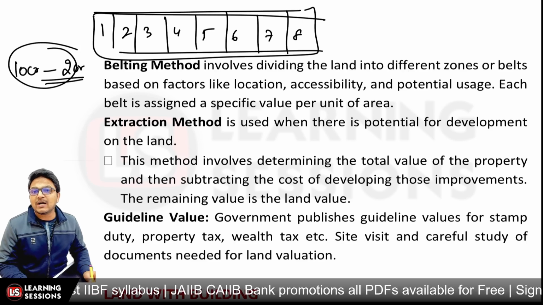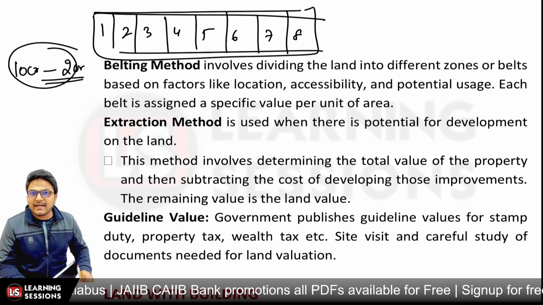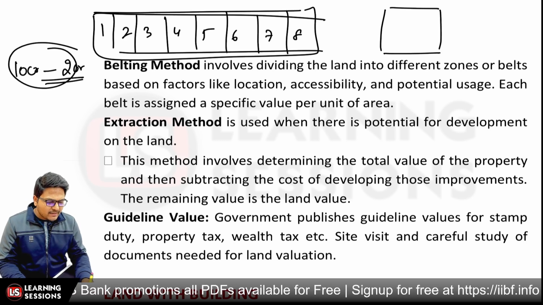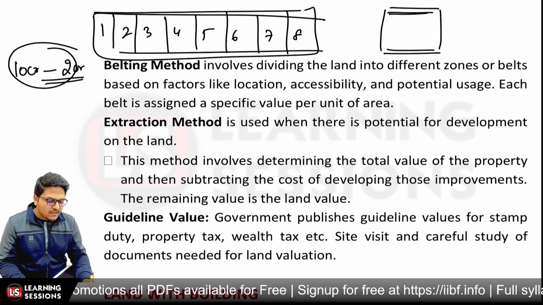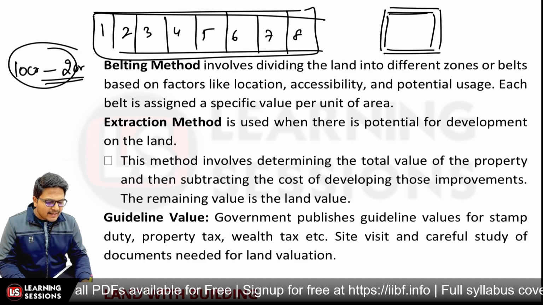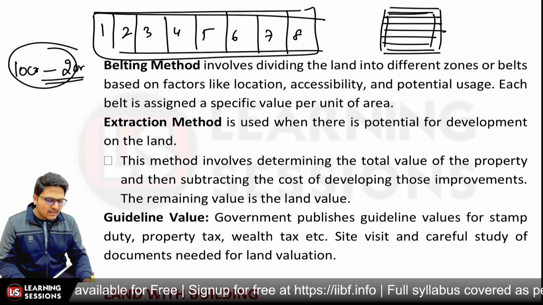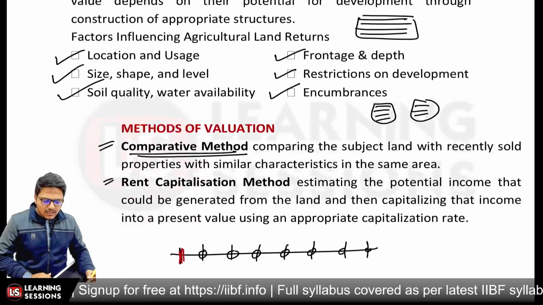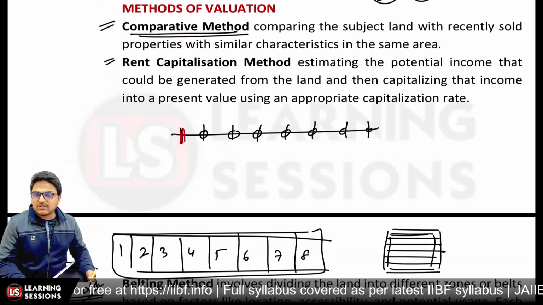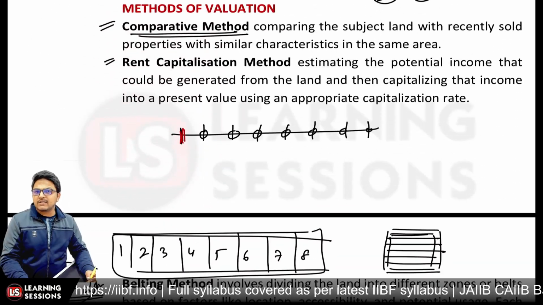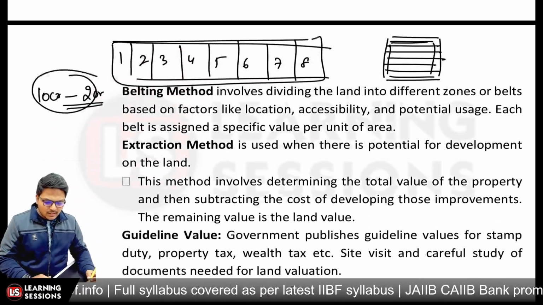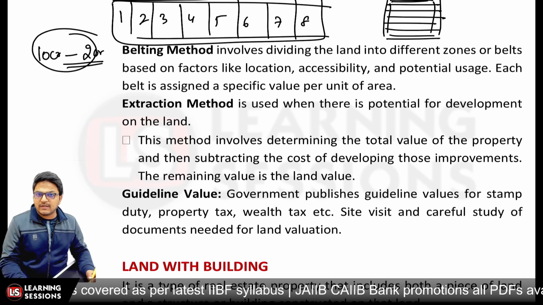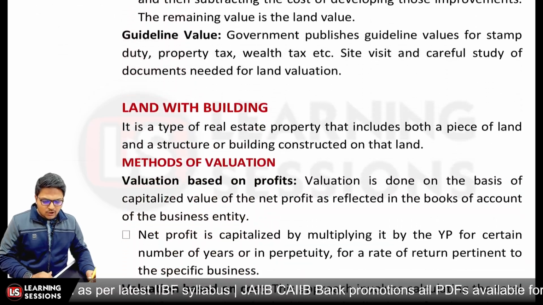And further, it's the guideline value. Sometimes circle rates and government rates are published by the government. These determine the minimum value of the land, right? That's another way we can determine the value of an urban piece of land. So one was the comparative method, the other the rent capitalization method, the third the belting method, the fourth the extraction method, and the fifth the guideline value.